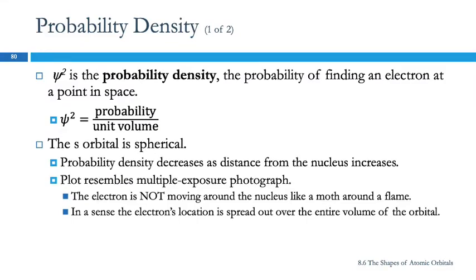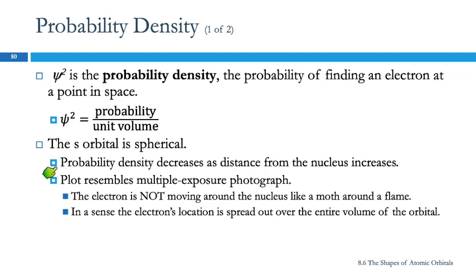So we mentioned the Schrodinger equation and how the solutions are these wave functions. The wave function squared gives us the probability density, which would be the probability divided by a unit volume. For the s orbital, it's spherical, so that's kind of convenient, s for sphere. That's not why it's s, but it works.